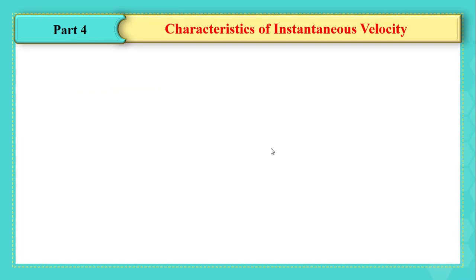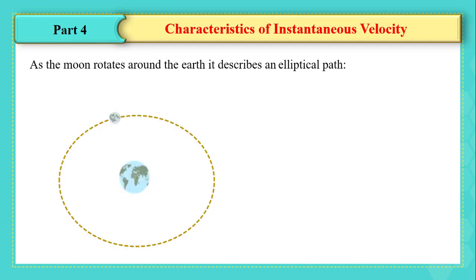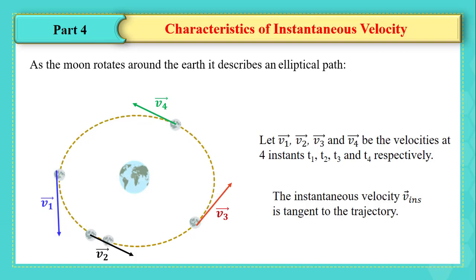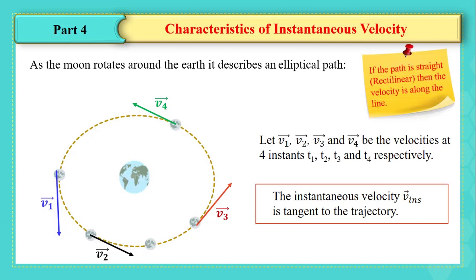Now we are going to study the characteristics of the instantaneous velocity. Let us take this example. As the moon rotates around the Earth, it describes an elliptical path. Let v1, v2, v3, and v4 be the velocities at 4 instants t1, t2, t3, and t4 respectively. As you can notice, the instantaneous velocity is tangent to the trajectory at these points. Note that if the path is straight or rectilinear, then the velocity is along the line.